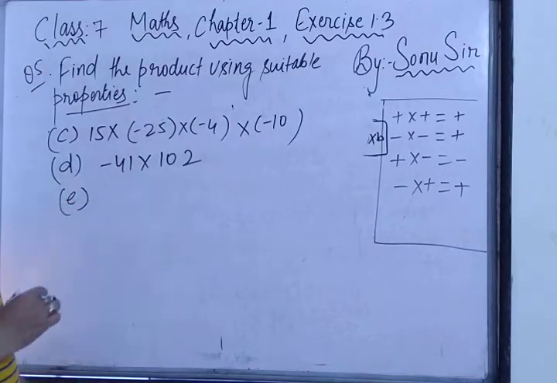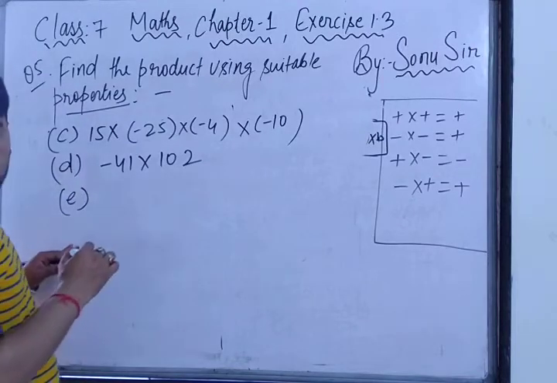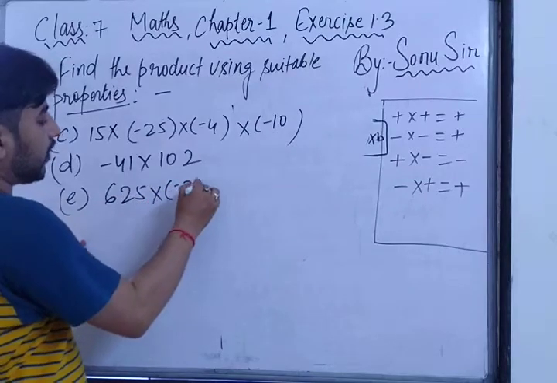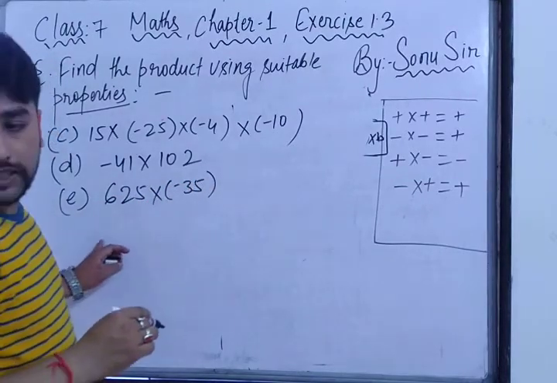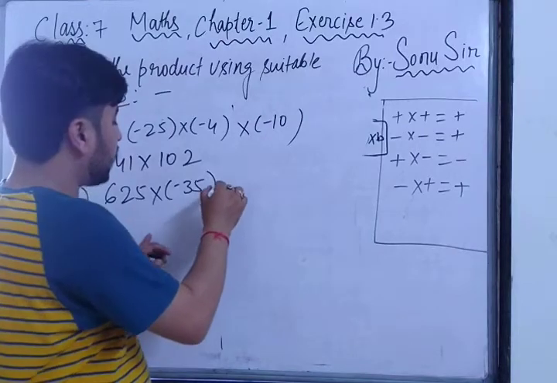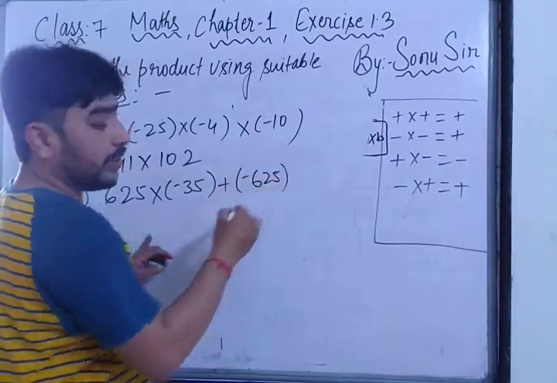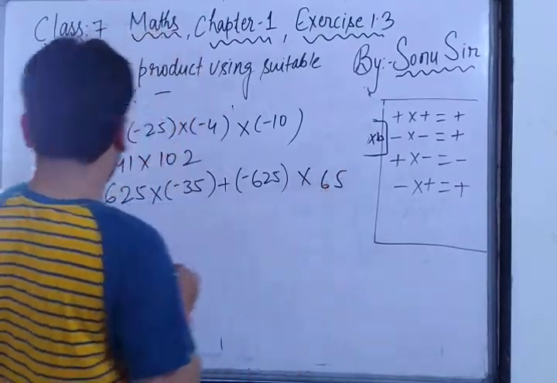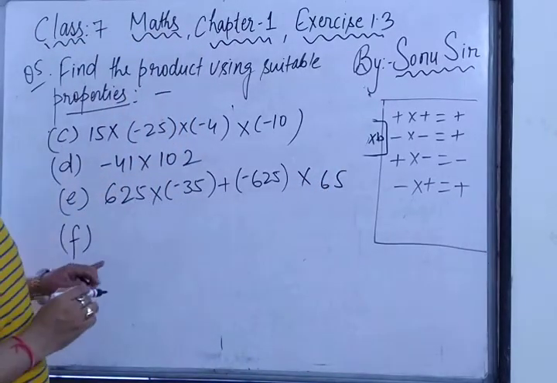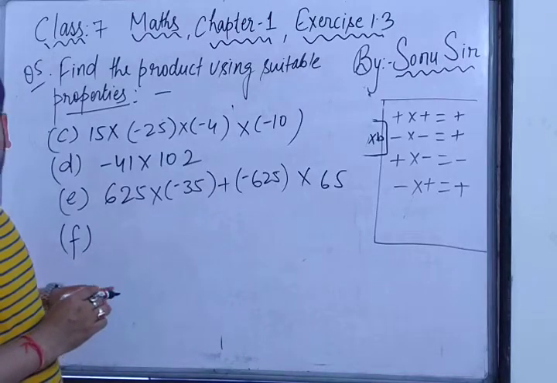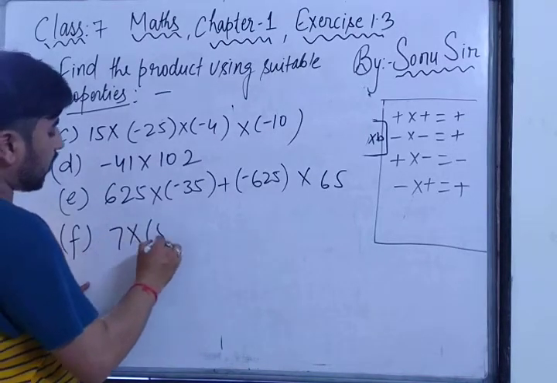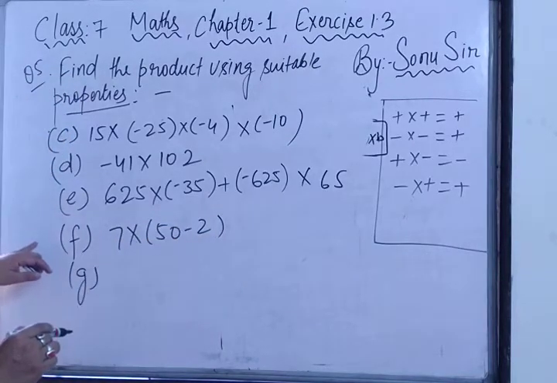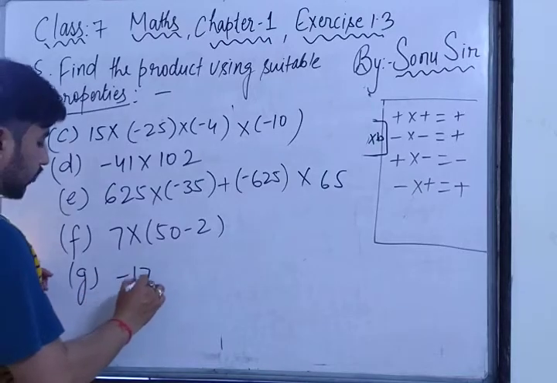E question: 625 into minus 35 plus 625 into 65 plus minus 625 into 65. So this was your E question. F question is 7 into 50 minus 2. Very easy. This is also very easy. G, minus 17 into minus 29. This is also very easy.